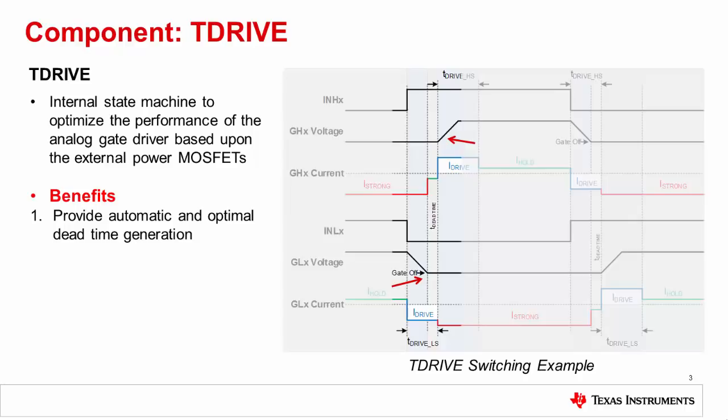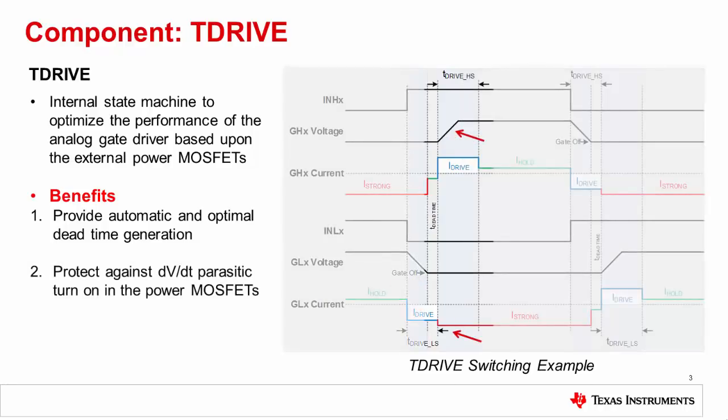The T-Drive state machine works to prevent this by monitoring the gate voltages of the high side and low side MOSFET. By ensuring one MOSFET is off before the other is enabled, the gate driver can insert the optimal amount of dead time that prevents shoot-through but minimizes efficiency losses.